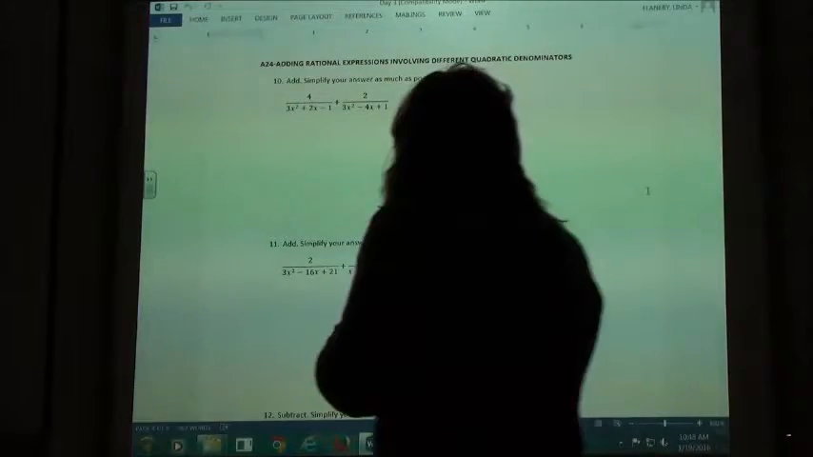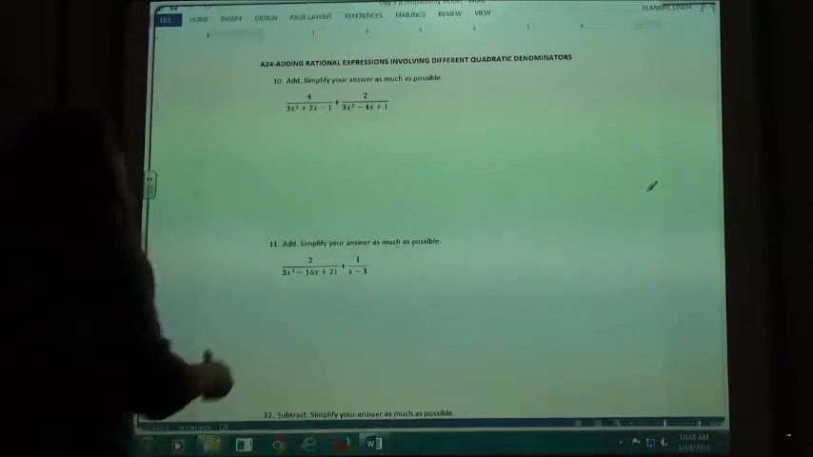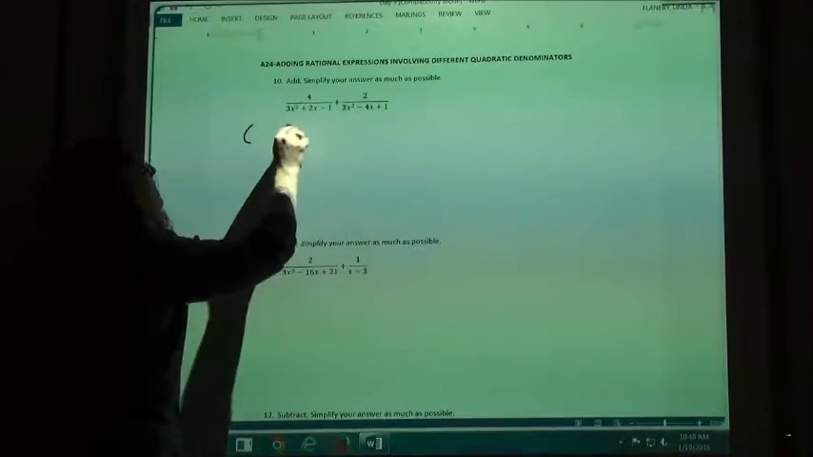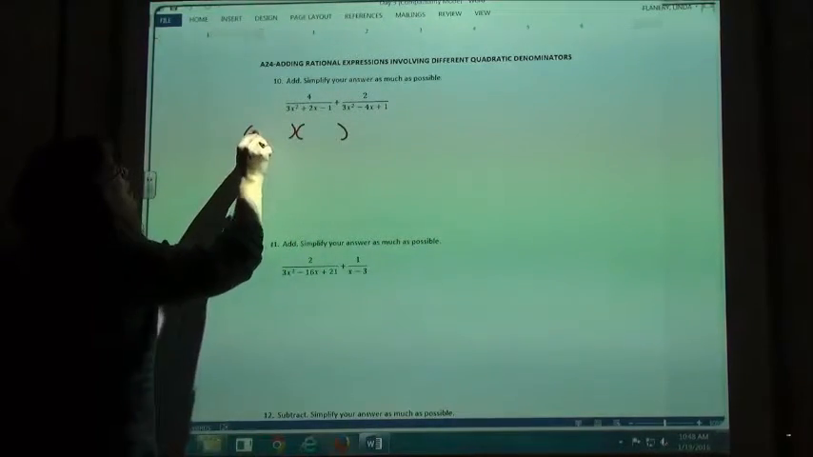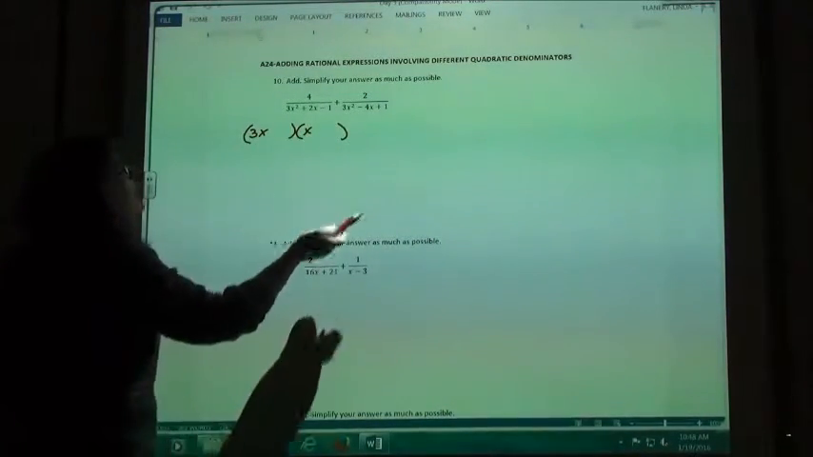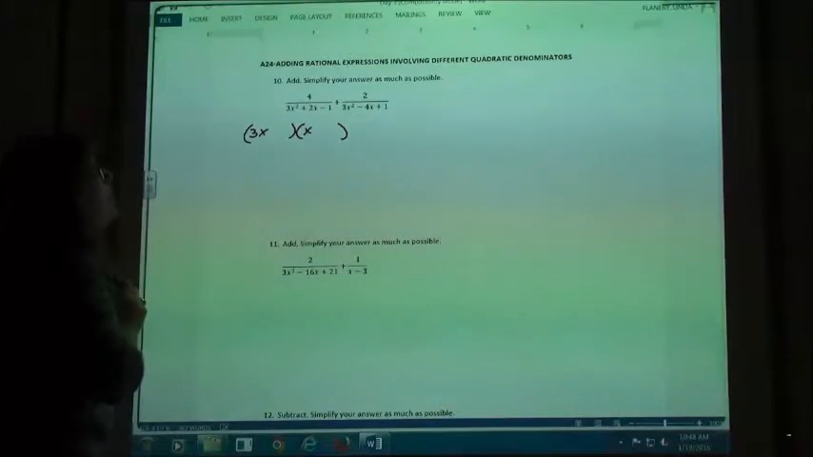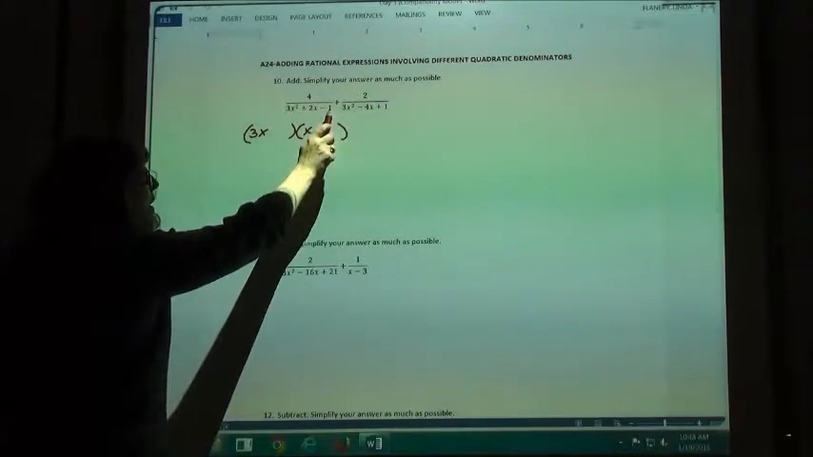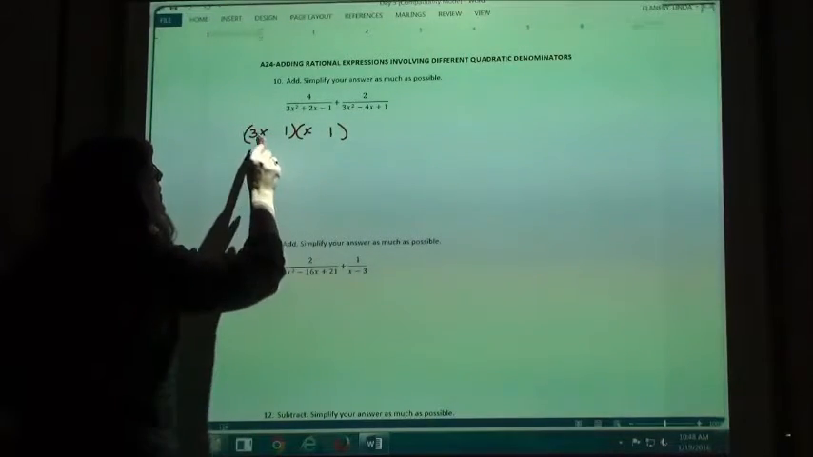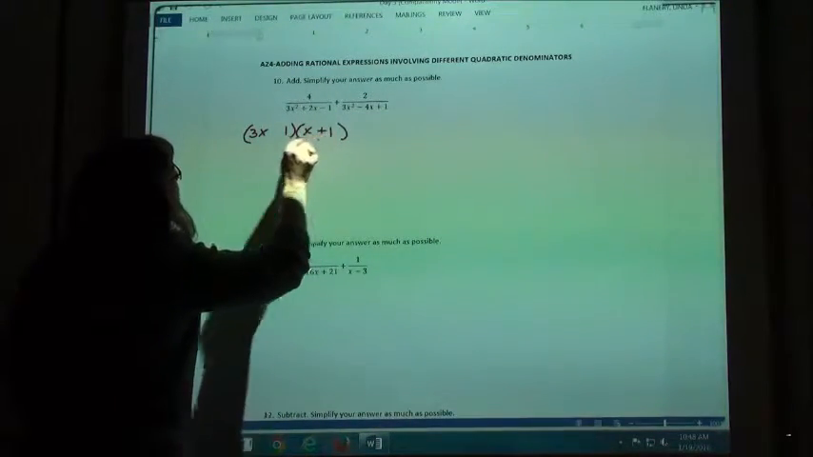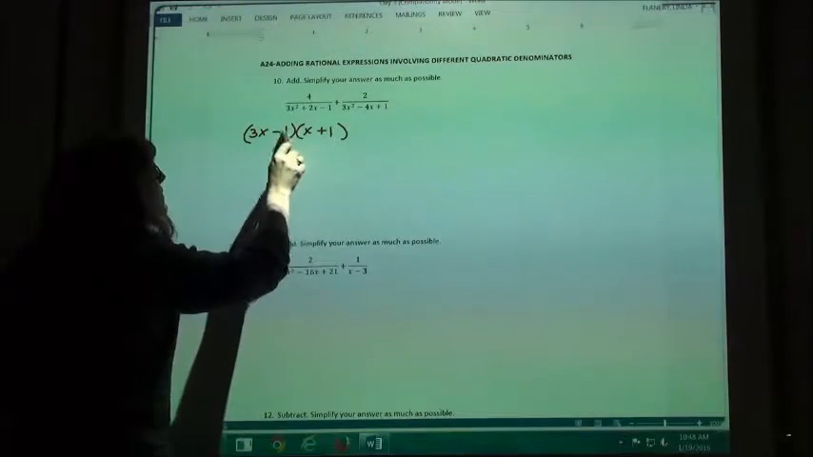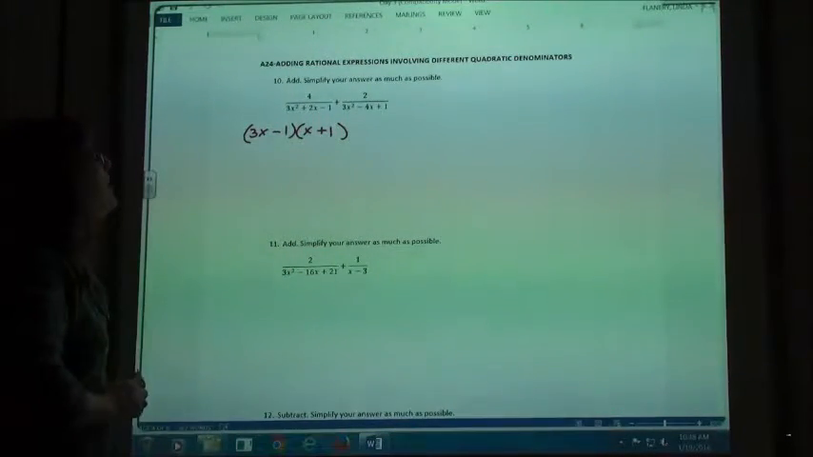All right, we are adding rational expressions involving different quadratic denominators. And when we add fractions, we have to have a common denominator. So our first step is that we're going to factor out our denominators so we can see what we have in the denominator. So if I factor this first one here, 3x squared would be 3x and x. Since my end is negative, I know I'm going to have one plus and one minus. I have 1. I know it's going to be a 1 and a 1. So since I want a plus 2, I need to have a plus here and a minus there. 3x minus 1x is 2x in the middle.